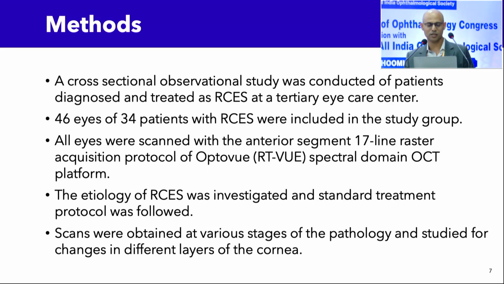This was a cross-sectional observational study of 46 eyes of 34 patients performed at our hospital. All the eyes were scanned using the OptoView RTView 17-line raster acquisition protocol of the OCT, and the etiology was investigated, and the standard treatment protocol was started. Scans were obtained at various stages of the pathology and studied for different changes in the different layers of the cornea.